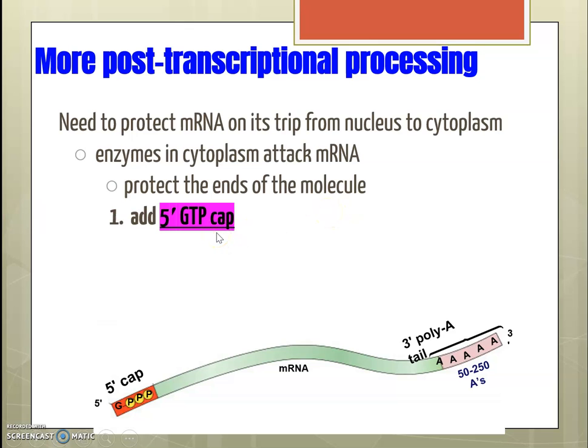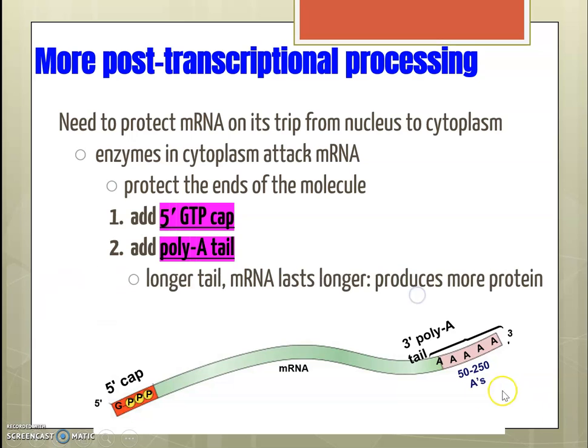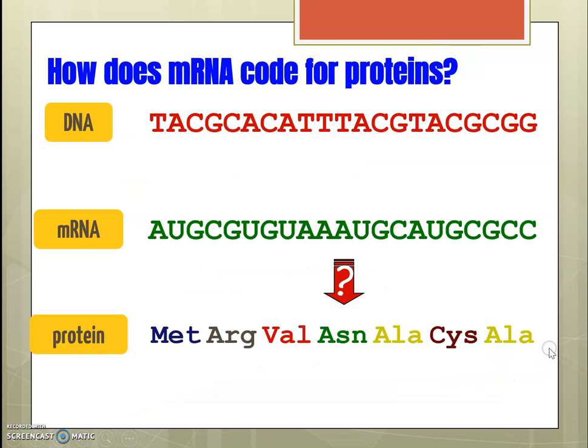So you add a 5' GTP cap. When we say 5' GTP cap, that's the 5' end, guanine and triphosphate, okay? And then you add a poly A tail. So that's just at the 3' end. It's a longer tail. That means the mRNA is going to last longer and it produces more protein. So when we say A, it's adenine.